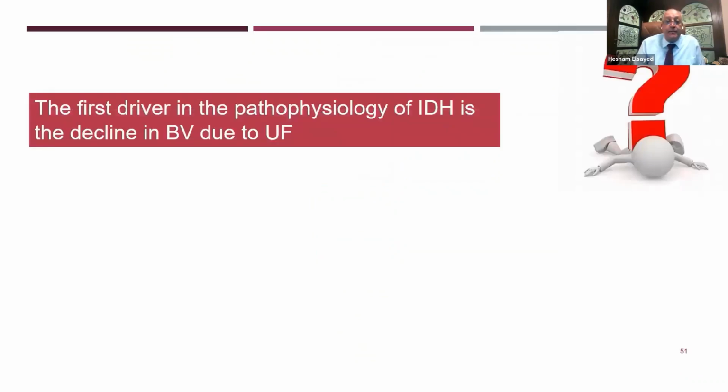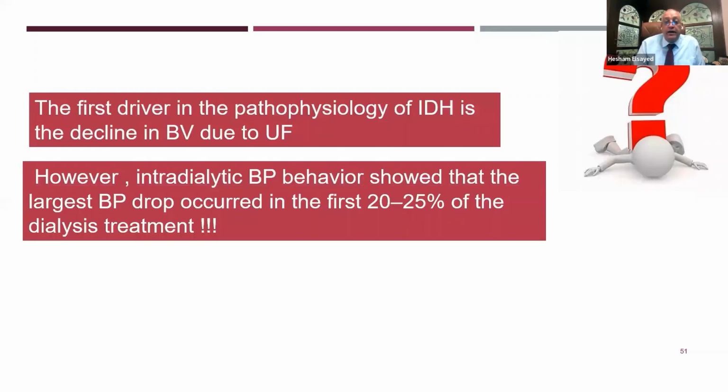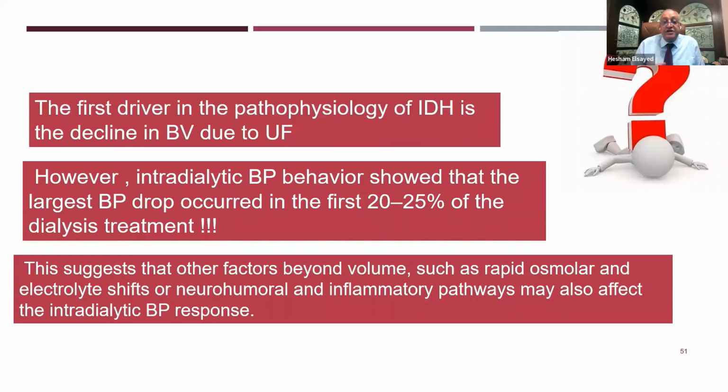What is missing? The first driver in the pathophysiology of intradialytic hypotension is the decline in blood volume due to ultrafiltration. However, intradialytic blood pressure behavior shows that the largest blood pressure drop occurs in the first 20 to 25% of the dialysis treatment, the first hour. This suggests that factors beyond volume, like rapid osmolar and electrolyte shifts, or new hormonal and inflammatory pathways, may also affect the intradialytic blood pressure response.